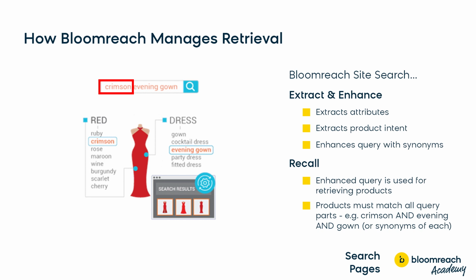So the enhanced query is what Bloomreach will use for retrieving products. So products that match all synonyms, such as either ruby, crimson, rose, or all aspects of the dress, such as gown, party dress, evening gown, etc., will be returned in the results. So a product that might be returned in the result set might be a rose gown or a wine party dress or a burgundy evening gown. So all such products that Bloomreach finds a match for in both the attribute and the product intent will be returned in the search results.